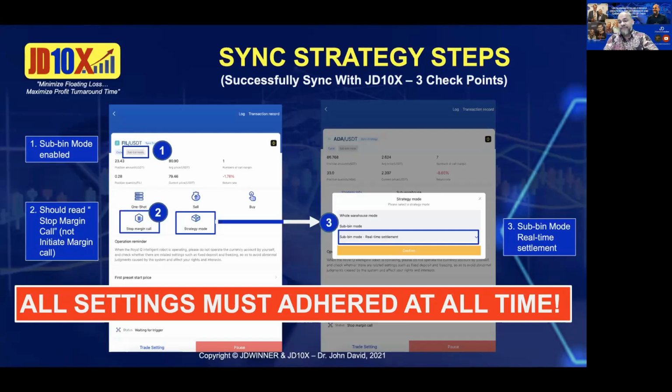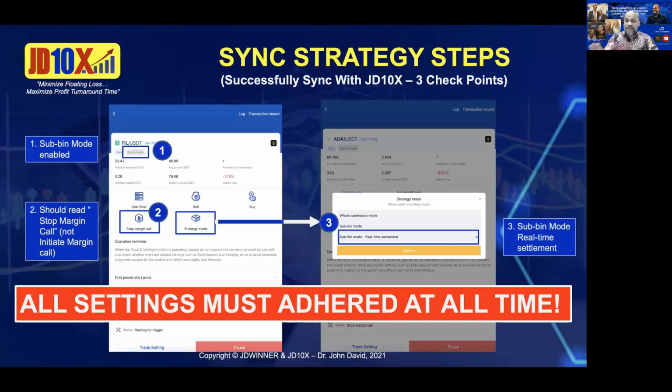Please be very careful with this. If the margin call stops, your profit will be affected, and you start to see a huge floating percentage, because your margin call stopped. So please make sure your margin call always reads as stop margin call, not otherwise. Number three, check the strategy mode. Make sure it is always on sub-bin mode, real-time settlement, not anything else. Please take note of this information.